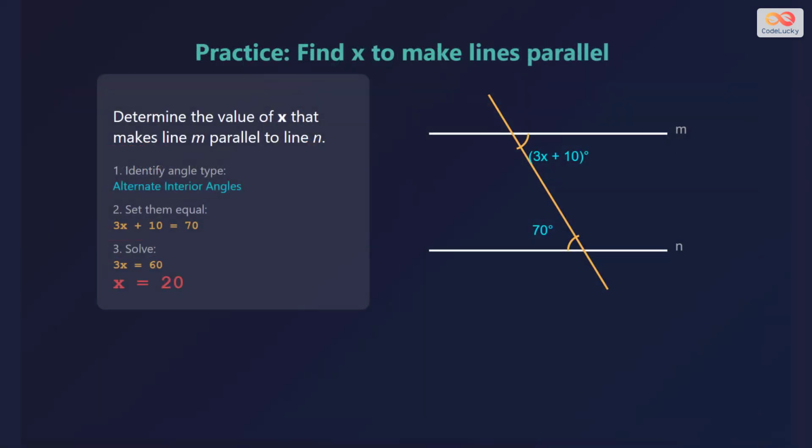Let's try a practice problem. We need to find the value of x that ensures lines M and N are parallel. These are alternate interior angles, so they must be equal. We set 3x plus 10 equal to 70. Solving for x gives us 20.